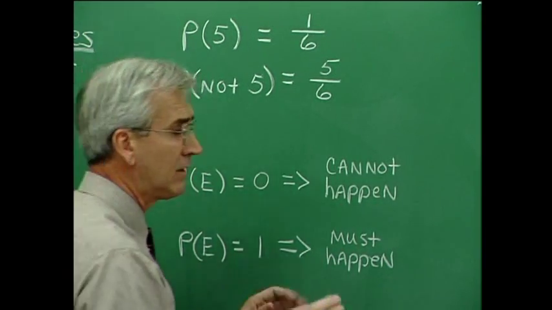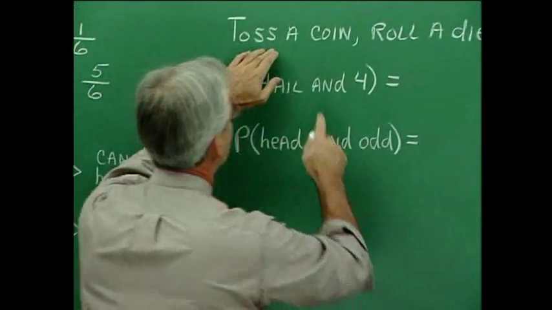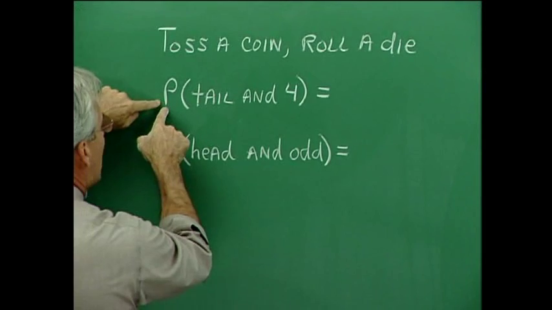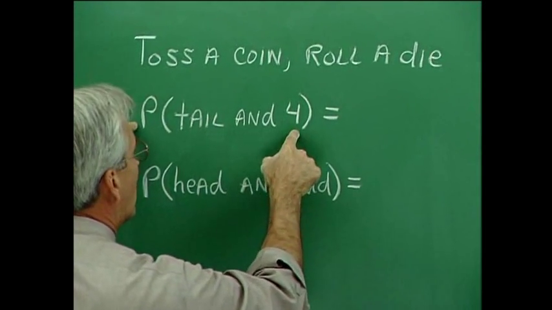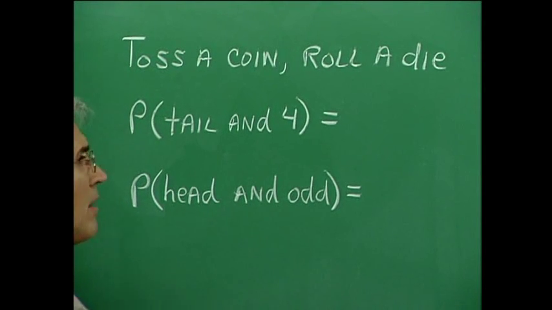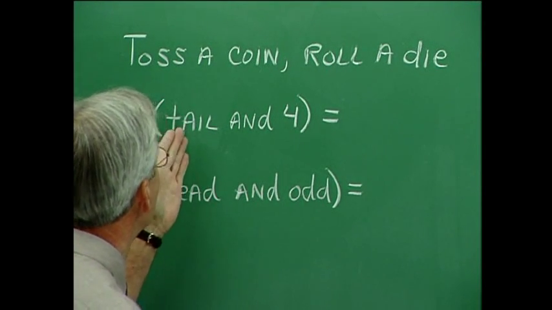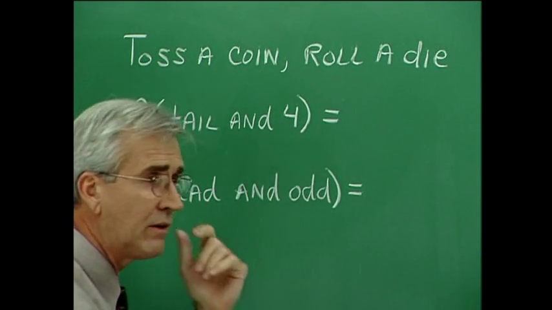All right, let's talk about 2 items in some kind of experiment. We have tossing a coin and rolling a die. Now, let's calculate the probability of tail and 4. First of all, we might think of how many favorable outcomes there are. Well, let's see, how many ways can we toss a tail and roll a 4? Well, there's only one way to do that.